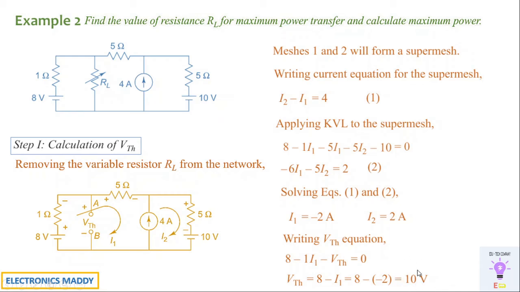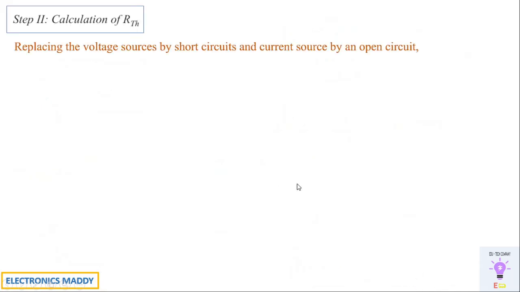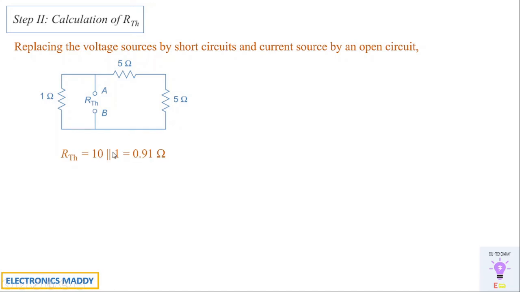Once we have the value of VTH, we can find the value of RTH. So we'll be replacing voltage sources by short circuit and current sources by open circuit for the given problem. So I've replaced it in that manner, and I'll be getting an equivalent network in this form. Now 5 ohm and 5 ohm are connected in series, so you'll be getting 10 ohm connected in parallel with 1 ohm. Solving this, you'll be getting 0.91 ohms.